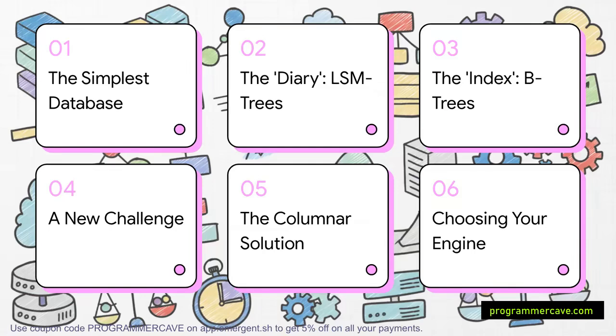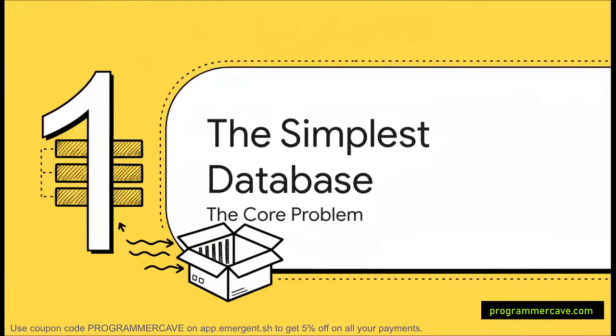From there, we'll dive into the two big solutions, the diary method, also known as LSM Trees, and the index approach of B-trees. Then, we're going to switch gears and tackle a whole new challenge, analytics, and its really clever columnar solution. And finally, we'll pull it all together so you can figure out how to choose the right engine for whatever you're building. To really appreciate the super sophisticated engines we have today, we've got to start at the beginning. We need to understand the problem they're all trying to solve.